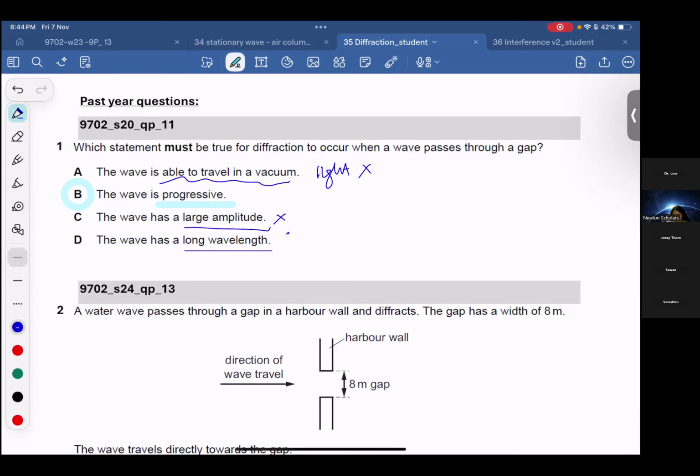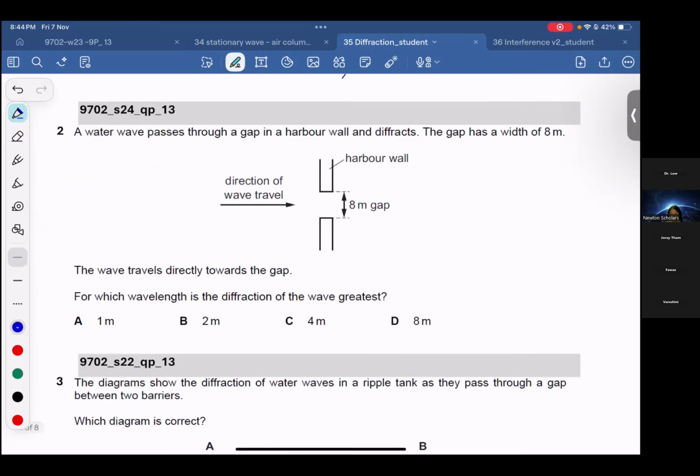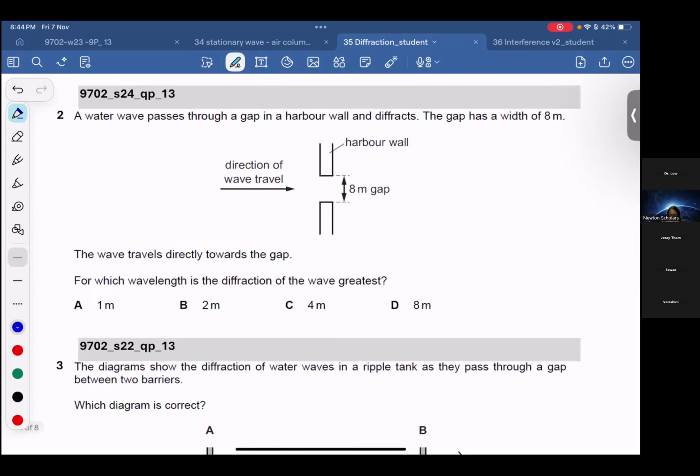If you have a longer wavelength, the diffraction effect will be more obvious. That's all. Cannot say must. If you have a shorter wavelength, it still can have some diffraction. The effect is just not obvious. Okay, question number 2. What is your answer, dear?